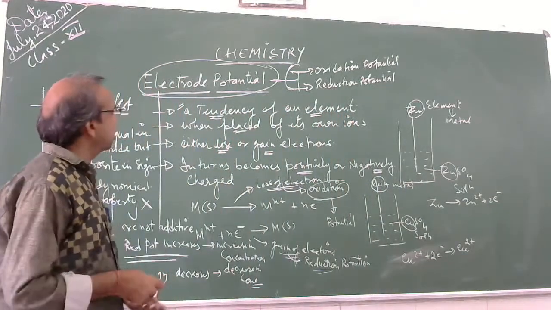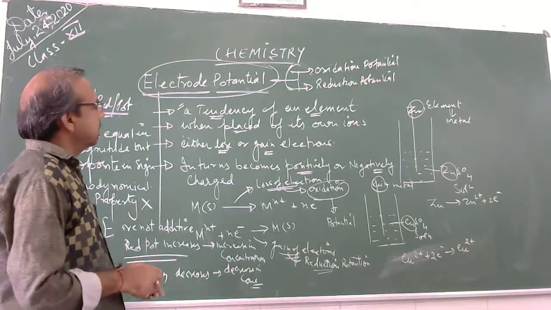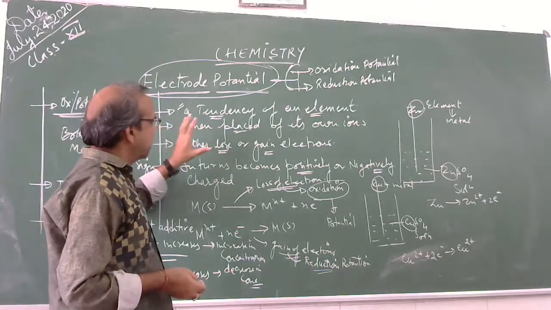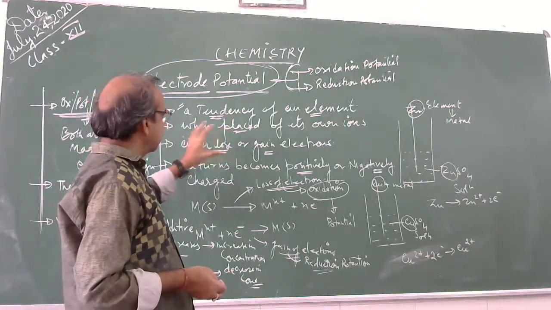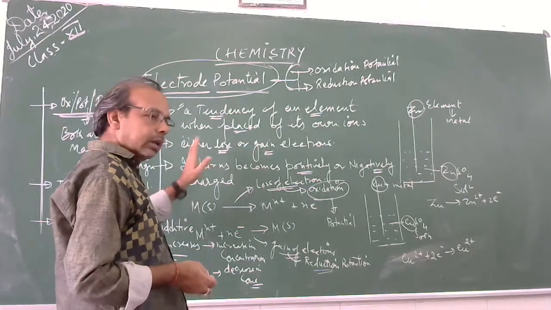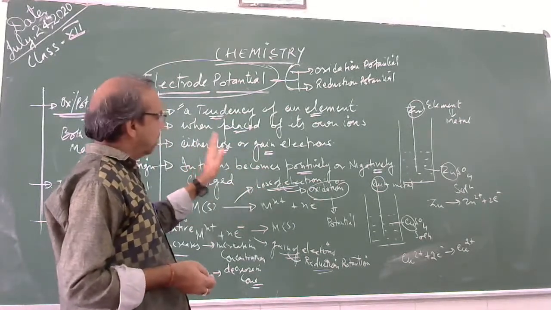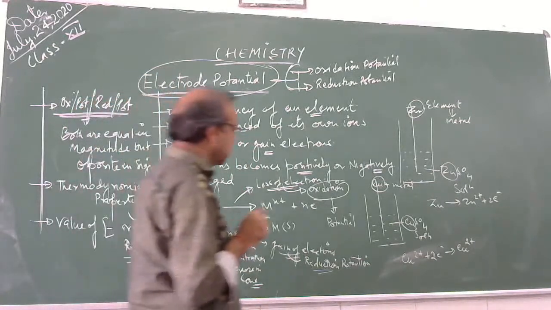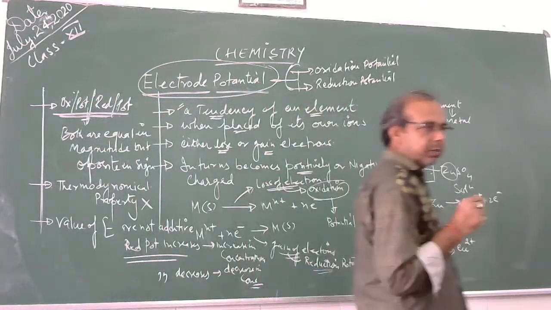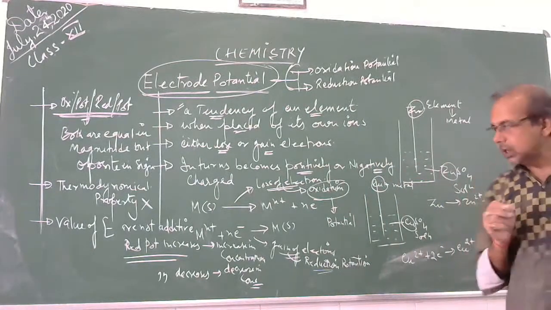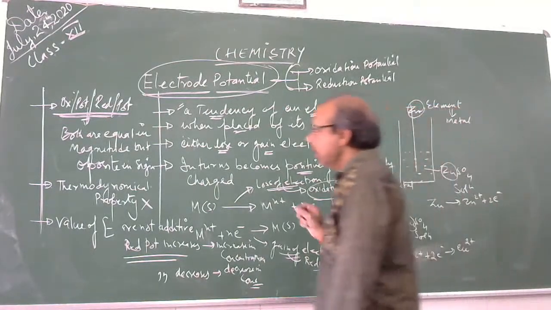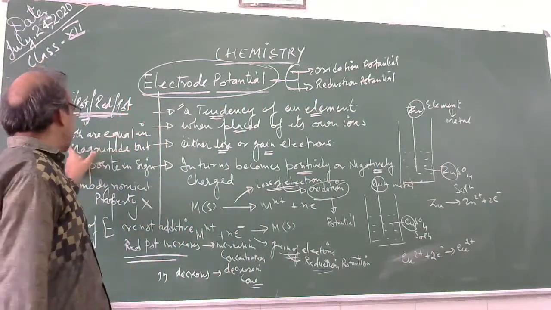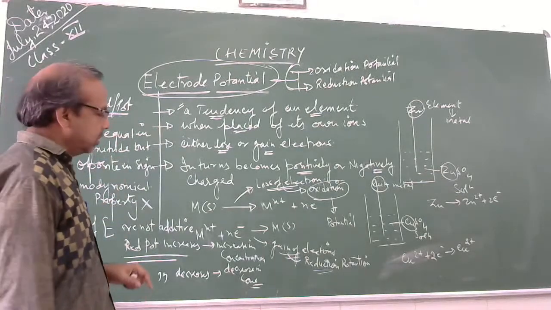So this is electrode potential, that is oxidation and reduction potential, that is a potential developed. This is a property of an element. When that element is placed in its own ions, either it starts losing electrons or it starts gaining electrons. And in terms of losing and gaining electrons, either it becomes positively charged or negatively charged. But both the charges, that is called the electrode potential, are equal in magnitude but opposite in sign.